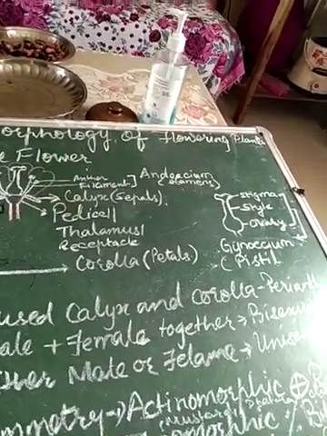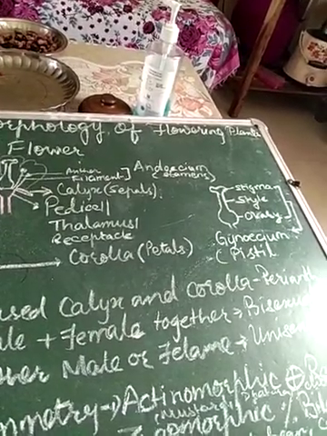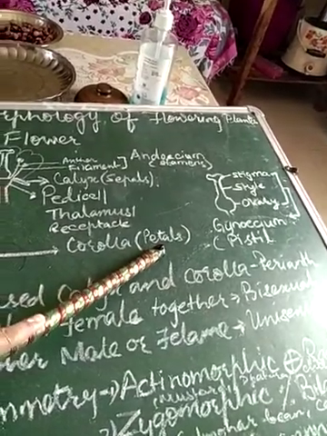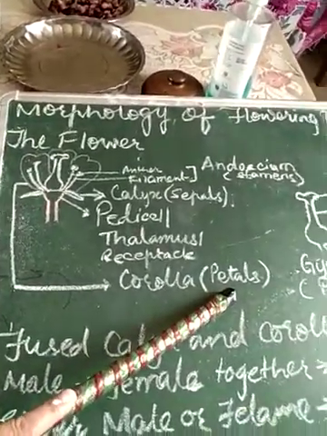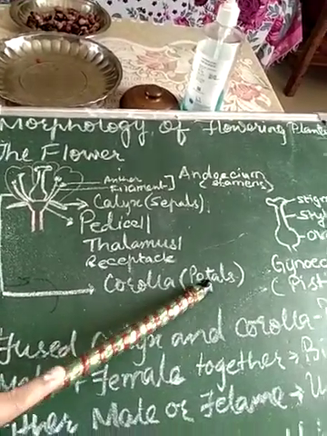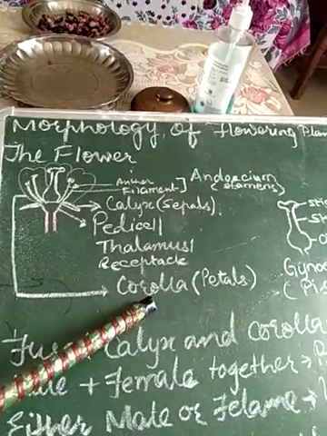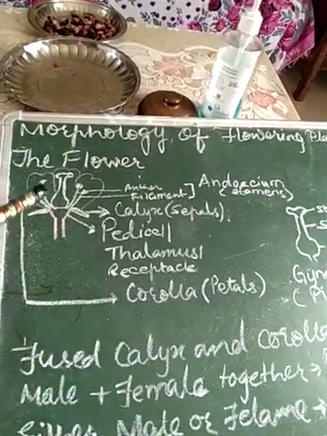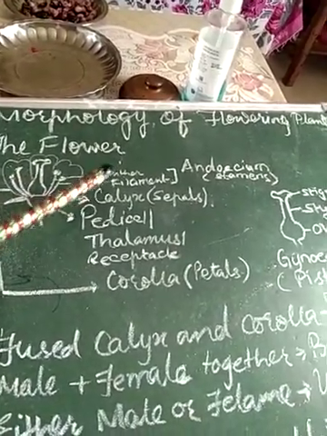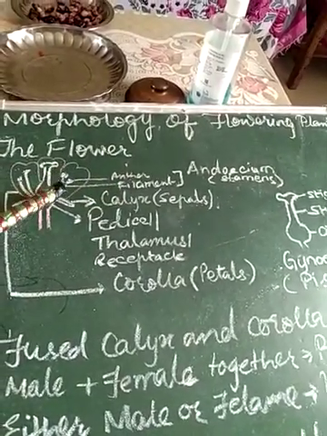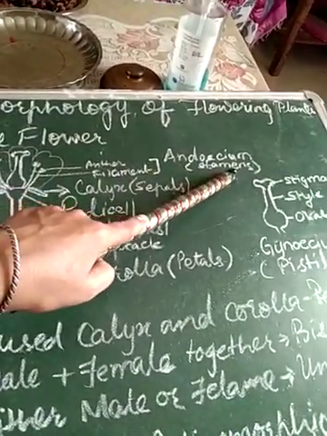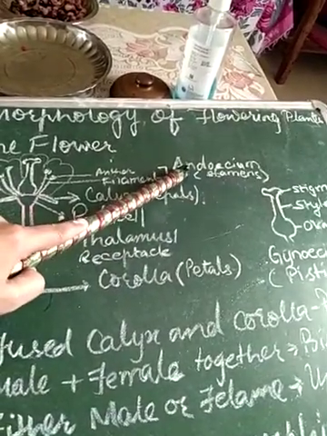Then the second whorl is the corolla, which is the collection of the petals. So many petals together, we say these are the petals, and these many petals together will be called the corolla. The next whorl is the stamens. Stamens have two parts, anther and filament. Together these are called the stamens, and collectively stamens are called androecium.